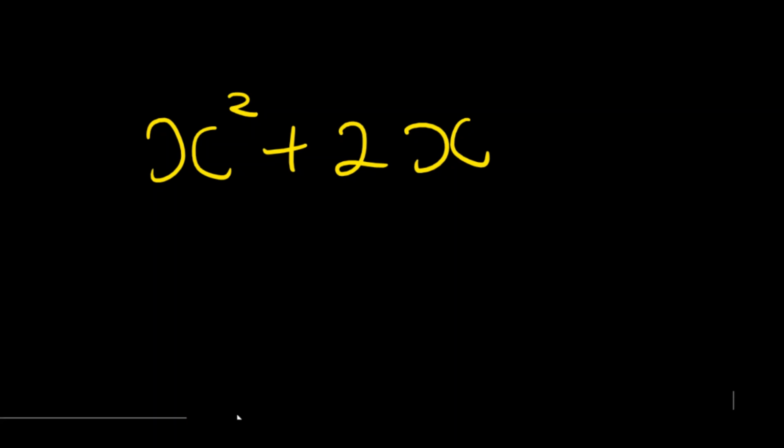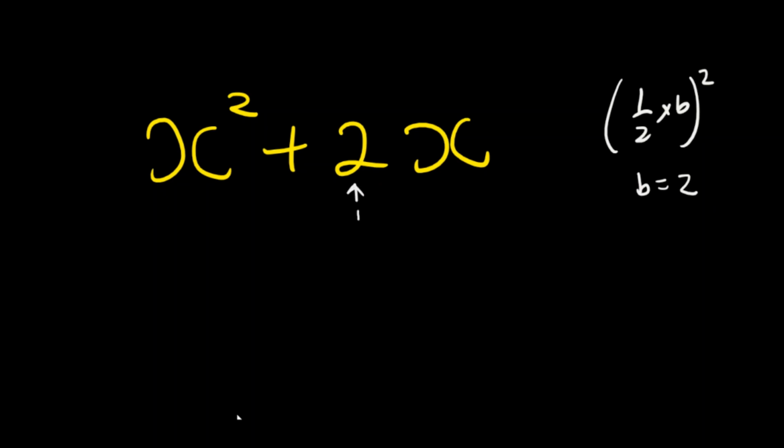So the first thing you're going to do, aside, is write 1 over 2 multiplied by b, all squared. And our b in this case is equal to 2, which is the coefficient of x. How do we know that? We know the standard form of an equation of a parabola is ax squared plus bx plus c. So our b, as I indicated, is 2.